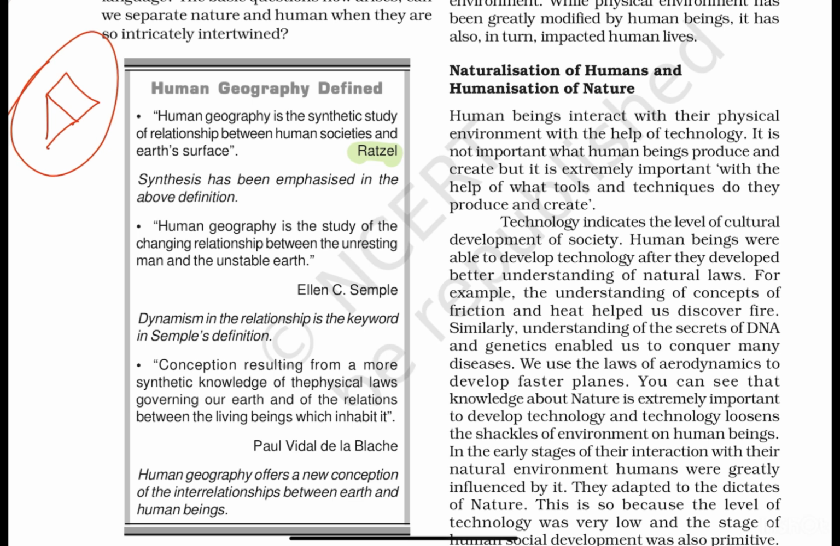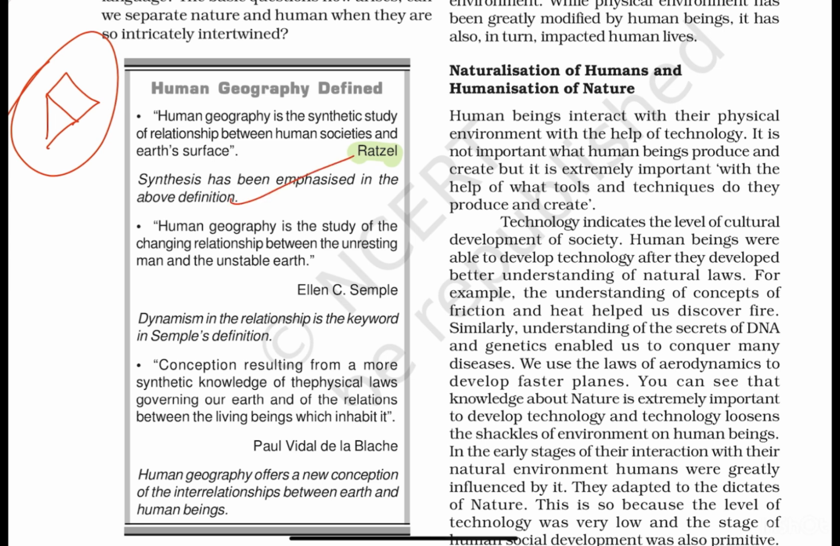Example, studying how people build homes in hill regions. Here we are studying about the natural environment as well as the society, or how farming depends on the type of soil and climate. So the key idea is synthesis, that we're combining the nature and human life. Okay, the word synthesis or integration of human and physical elements is the focus of Ratzel's view.